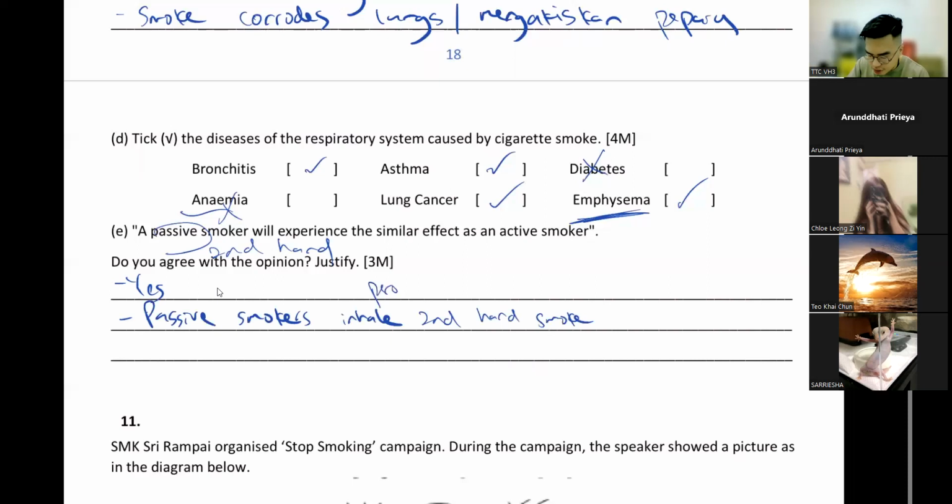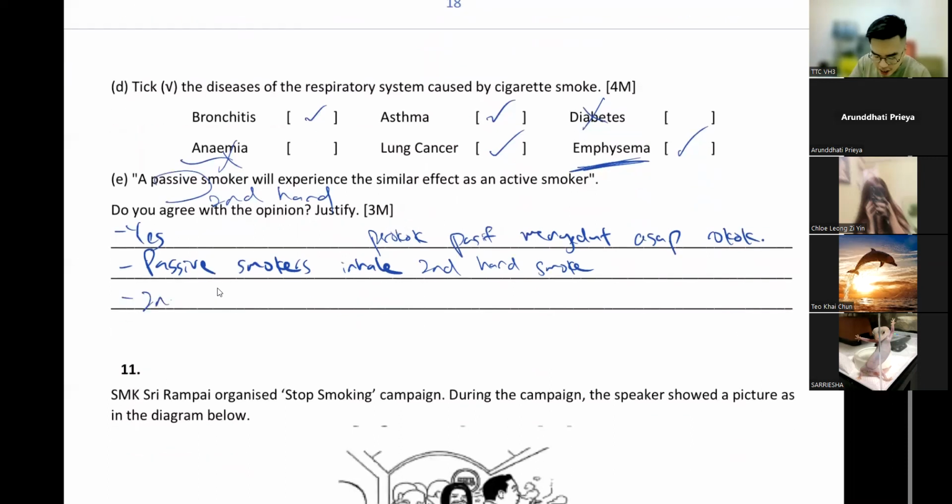Okay, so your perokok pasif menyedut asap rokok. Okay, you inhale secondhand smoke. Okay, so what? 3 marks here. So what? They inhale smoke, so what? You have to tell me one more point. So what about secondhand smoke? Why is secondhand smoke bad? It damages their lungs. I agree. This one I agree. You can say secondhand smoke damages lungs.